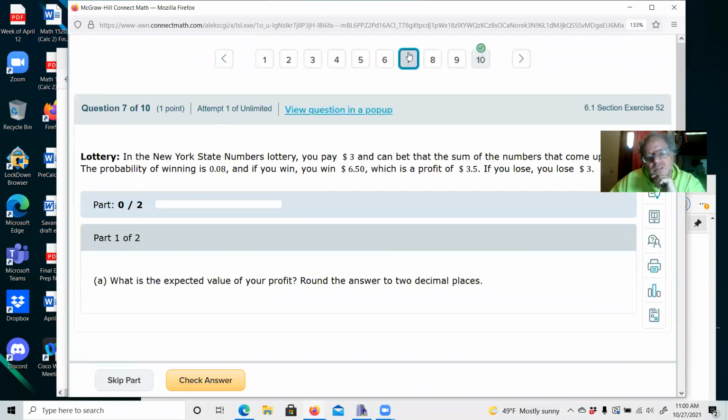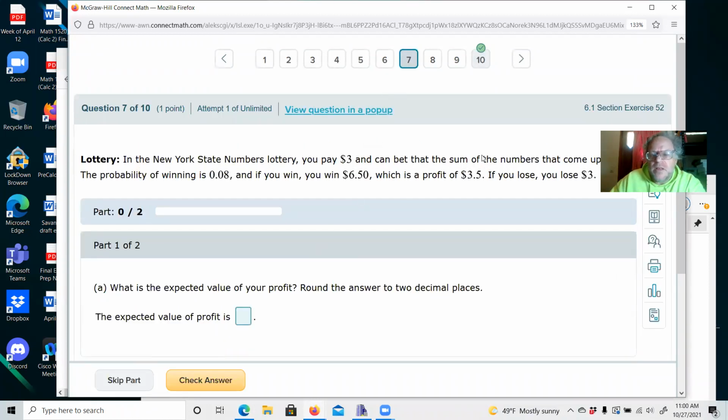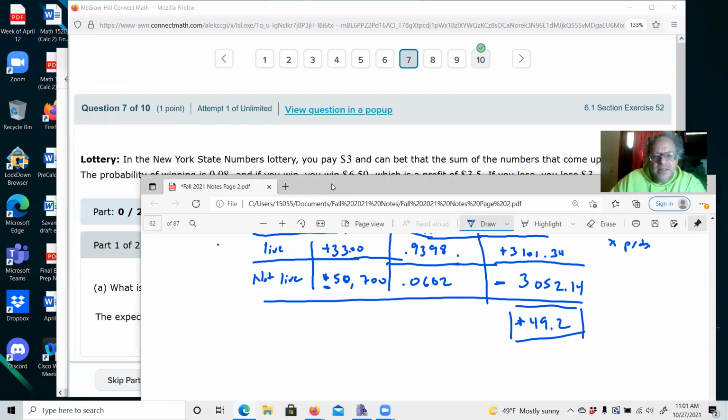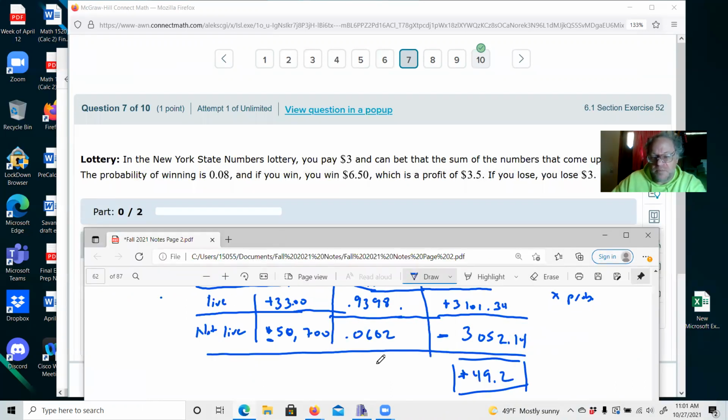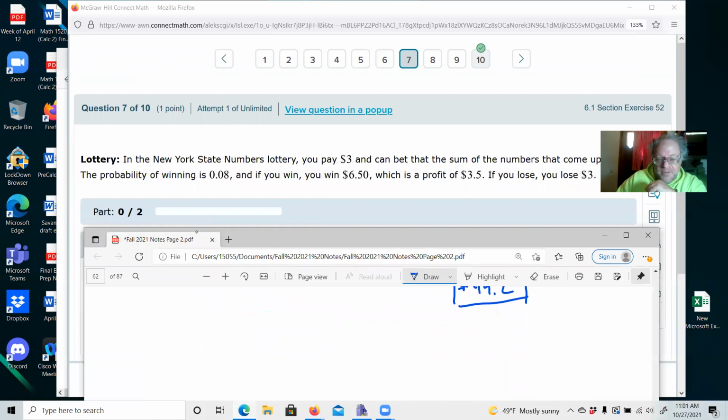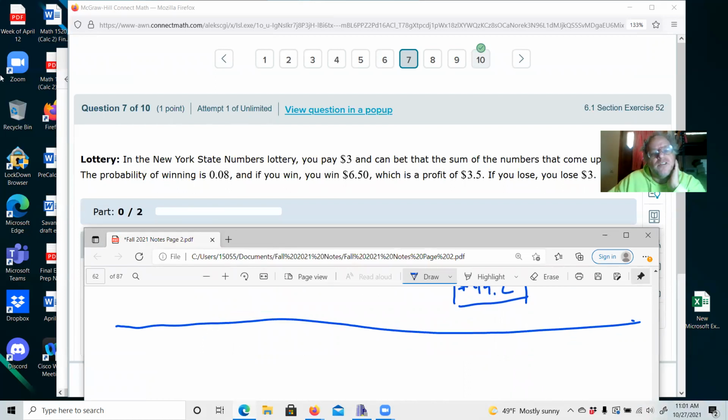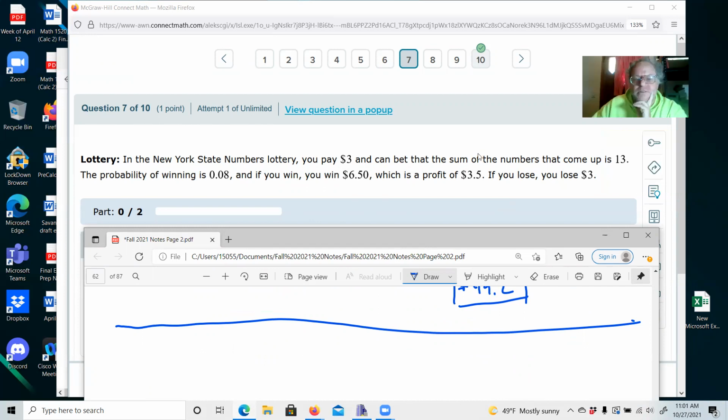Let's go on to a different one. Let's do the New York lottery. So what is the expected value of your profit? That's what we want, our side. For the lottery, it's going to be the opposite. In New York State, the numbers lottery, you pay $3 and bet that the sum will come up with 13. Probability of winning is 0.08. If you win $6.50. Hooray. Profit of $3.50. If you lose, $3.